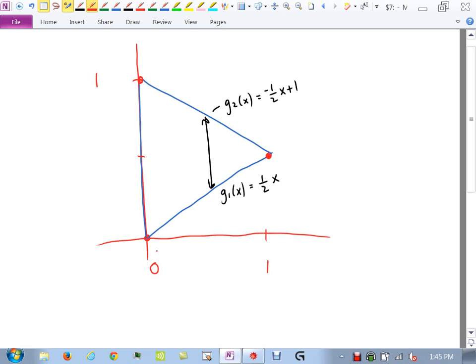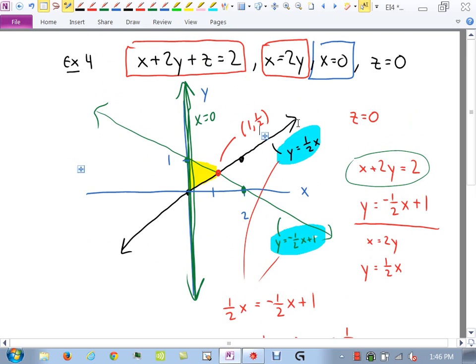So the solid that we're looking for is the part that's above it. But what's bounding that top part? A plane. Which plane? Because we have 4 of them. Which of those planes is bounding us on top? The x plus 2y plus z equals 2.